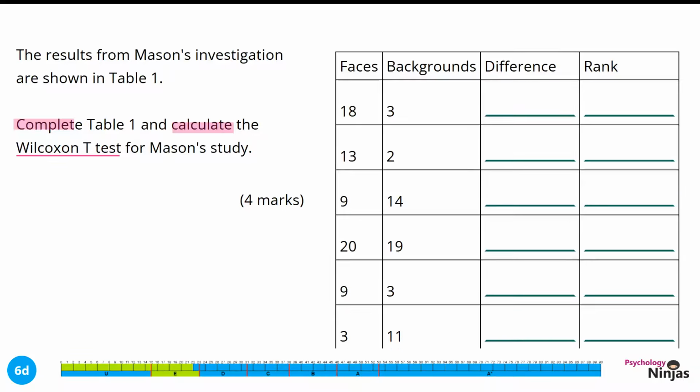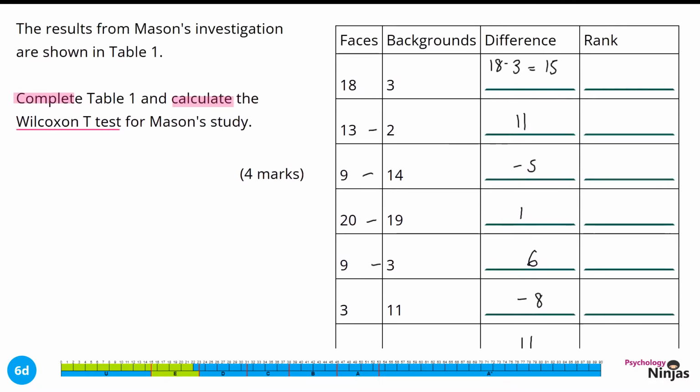Our first job is to complete our difference column, where we're looking at the differences between the two scores. So we're going to do 18 minus 3, and that's going to equal 15. We're going to go all the way down doing the same thing. So we're going to do 13 minus 2, which is 11. 9 minus 14, which is negative 5, and it's really important here that we have the different signs. 20 minus 19, which is 1, and so on.